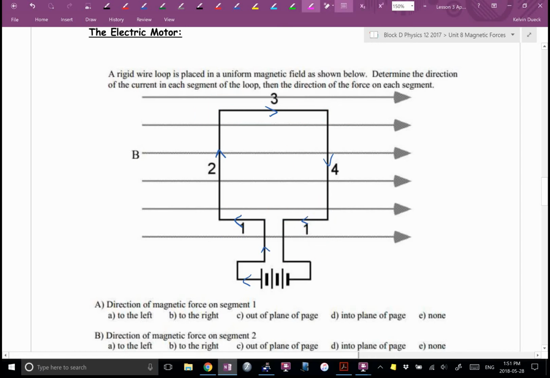Let's look at chunk number 2. If I point my thumb up my page, which way is the magnetic field pointing? To the right. So I point my hand to the right. Which way is my palm pointing? Wire section number 2 is going to feel a force into the page. And remember, that's how we draw into the page. It's the tail feathers of an arrow going away from us.